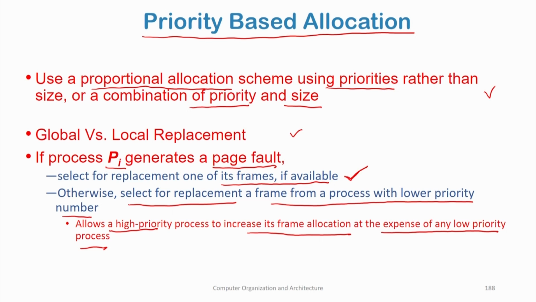priority processes. Now, when you allow this semi global allocation, you are stealing a frame from a lower priority process, and after replacement this stolen frame will be added to the frame list of Pi. So, the number of frames allocated to the lower priority process reduces and the number of frames allocated to Pi increases. Therefore, this scheme allows a high priority process, say Pi here, to increase its frame allocation at the expense of low priority processes.